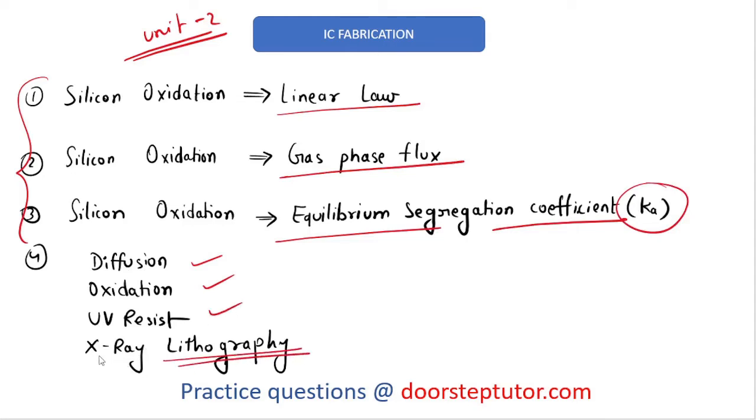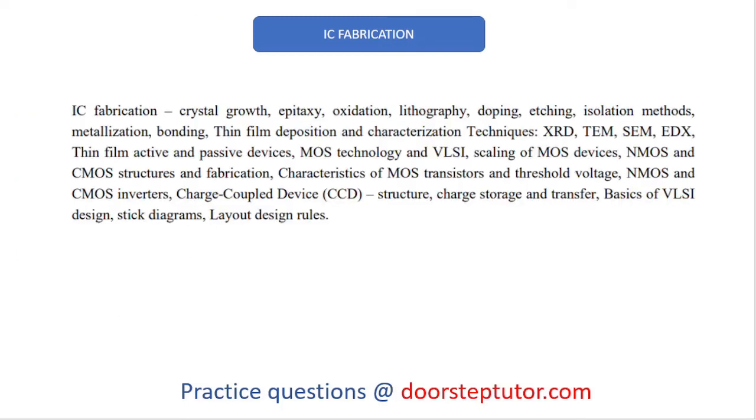photolithography or X-ray lithography. So if we look at the syllabus for Unit 2 of UGC NET, what are the subjects they have covered? They have covered questions related to oxidation and lithography. These were the most important topics in this paper, so they have asked questions related to these only.